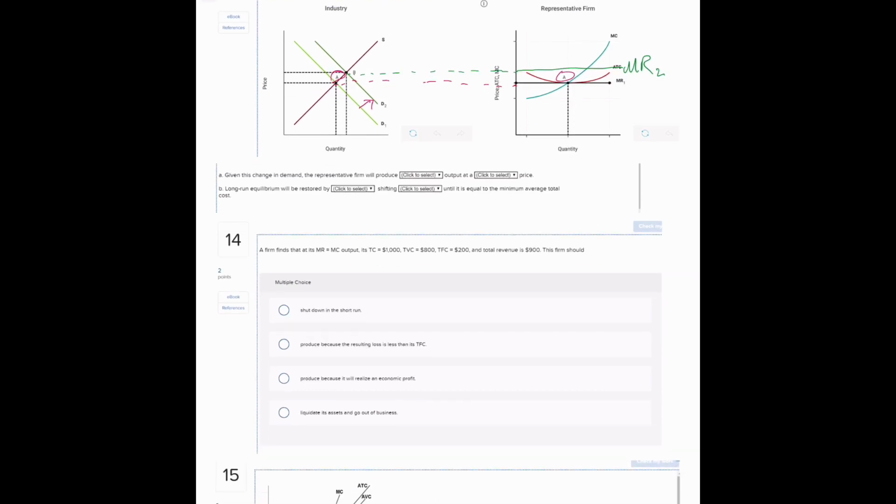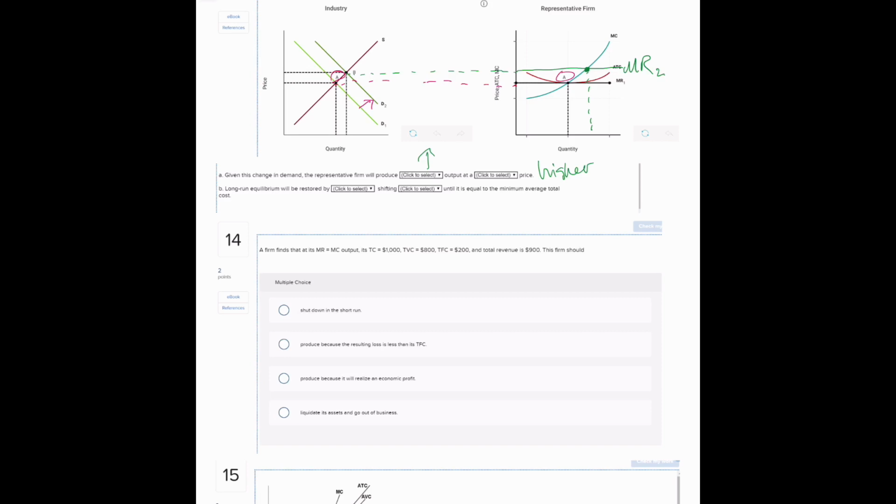Given this change in demand, the representative firm is going to produce, well, MR equals MC. That's our profit maximizing output. So you're going to have an increase in quantity, and they're going to produce more output. And the price, of course, is going to be at that higher price because the price came from the market. That was driven up by that change in demand.